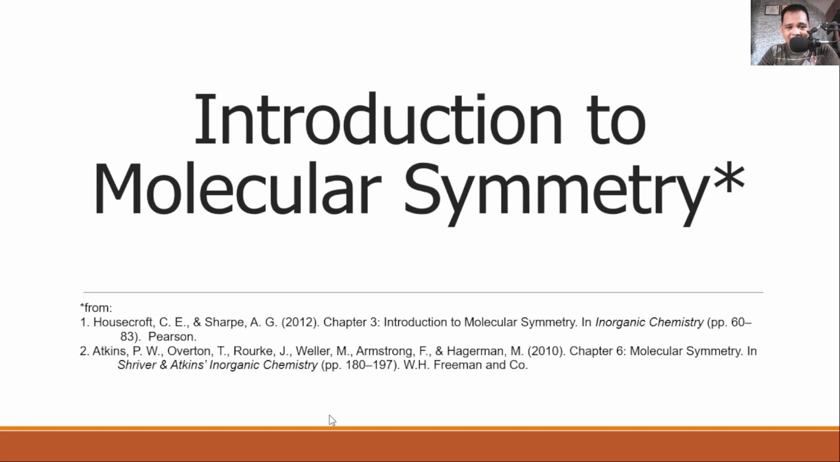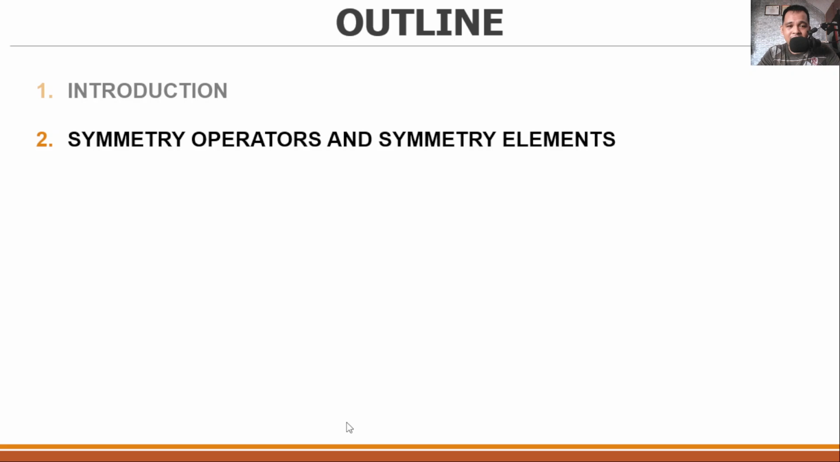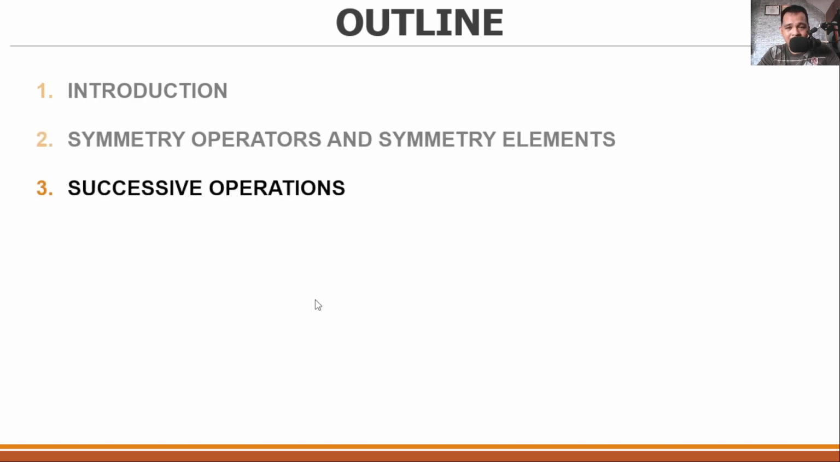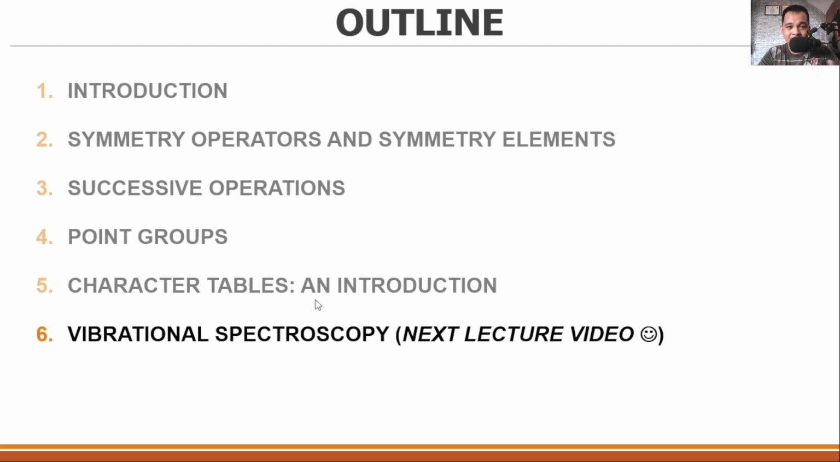So let's start. The outline of our lecture video: first and foremost, the introduction, then symmetry operations, symmetry elements, and the successive operations. Of course, the gist of this topic is the point groups, after we discuss the symmetry operations and the successive operations. Then an introduction to character tables and vibrational spectroscopy in relation to point groups and character tables. So these are the outline.